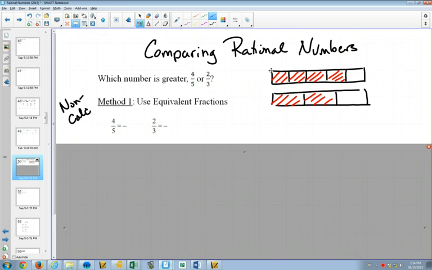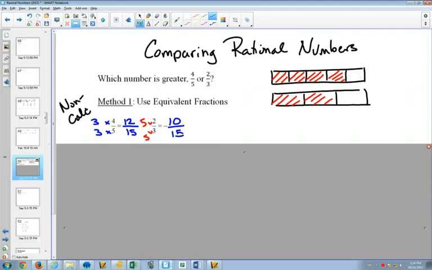Okay. So we would multiply this by 3 and this by 3. That would give us 12 out of 15. Here, if we wanted to get this to be over 15, we'd multiply this by 5 and multiply this one by 5. That would give us 10 out of 15.